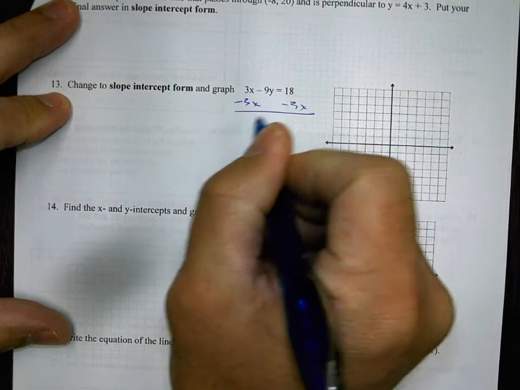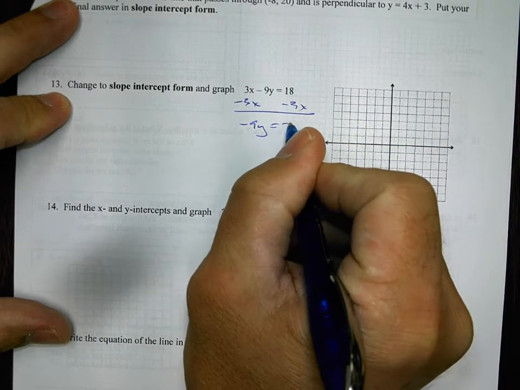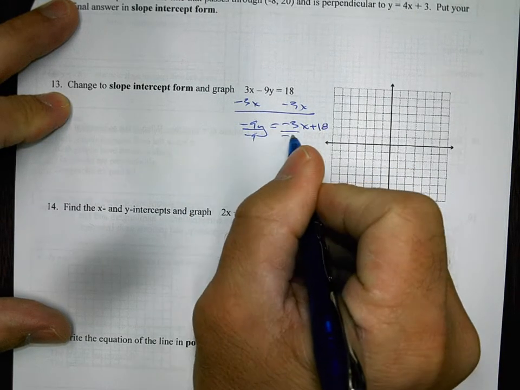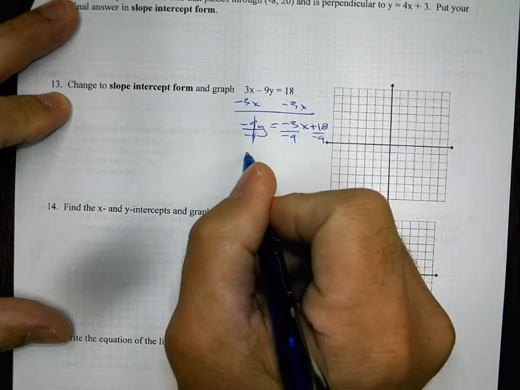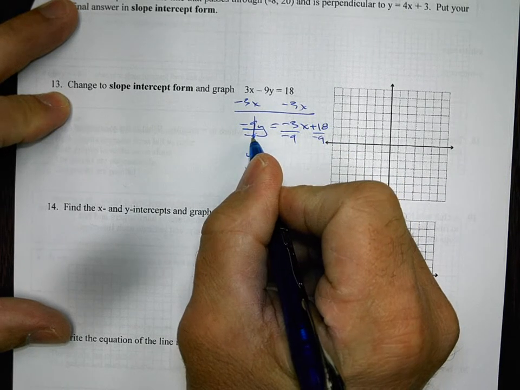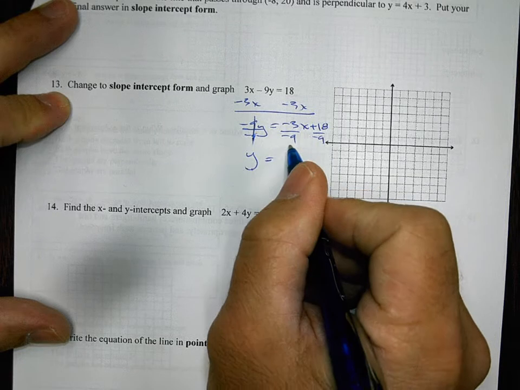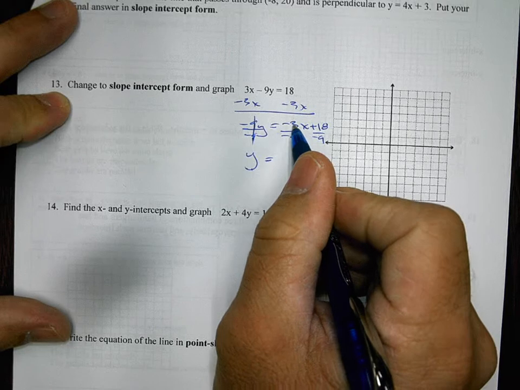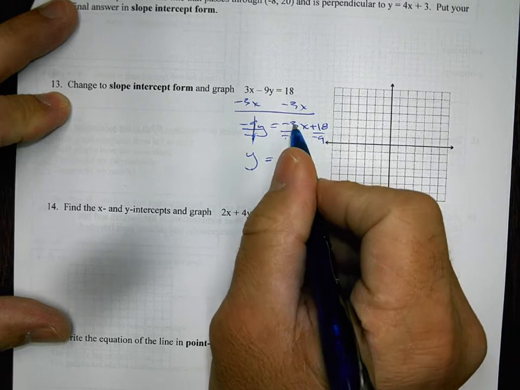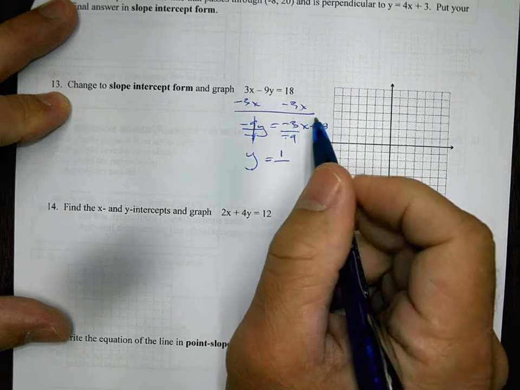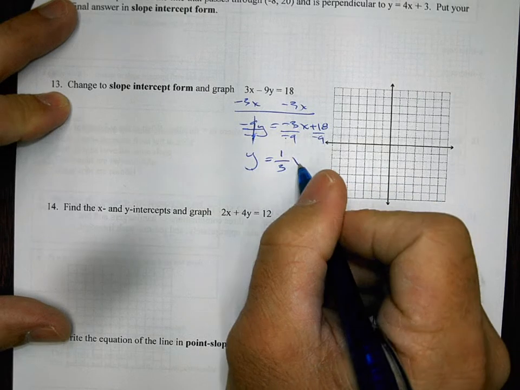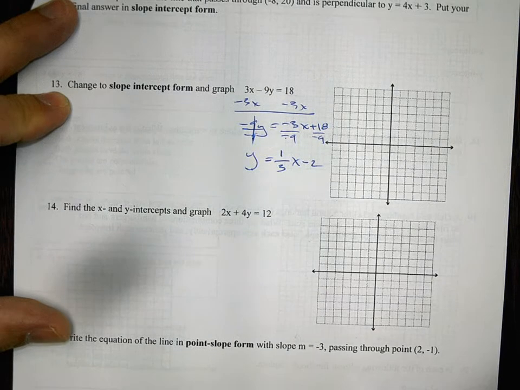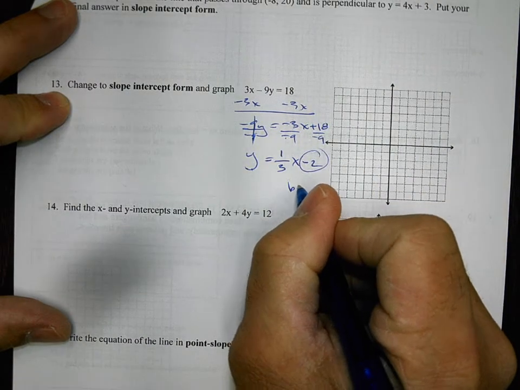Subtract 3x from both sides. We get negative 9y equals negative 3x plus 18. Divide everything by negative 9. And we get y. Negative 9 divided by negative 9 is 1y. Negative 3 divided by negative 9, that cannot go into it evenly, so we'll simply reduce. A negative over a negative is a positive. 3 goes into 3 once, and 3 goes into 9 3 times. 18 divided by negative 9, though, is negative 2.